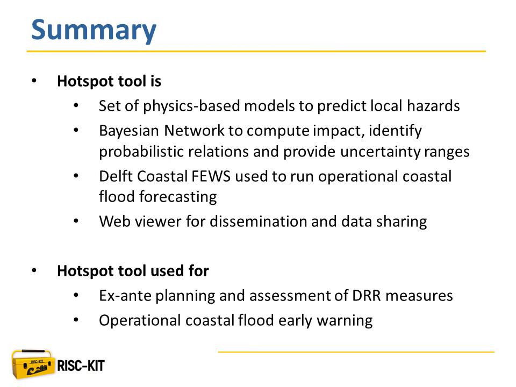So in conclusion, the Hotspot tool has four components: a set of physics-based numerical models to predict local hazards, a Bayesian network to compute impact, identify probabilistic relations between offshore conditions, local hazards and impacts, and to provide uncertainty ranges, Delft coastal fuse to run the numerical models in an operational forecasting system, and a web viewer for dissemination and data sharing. And we can use the Hotspot tool both as an ex-ante planning tool and to assess the effectiveness of DRR measures, and as part of an operational coastal flood warning system.